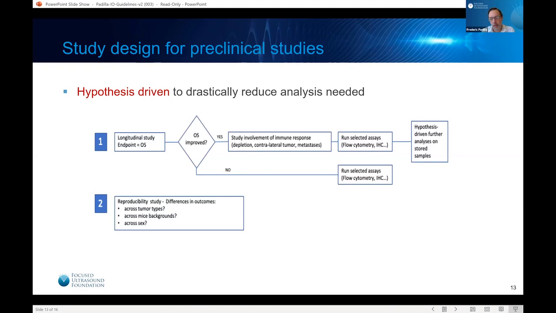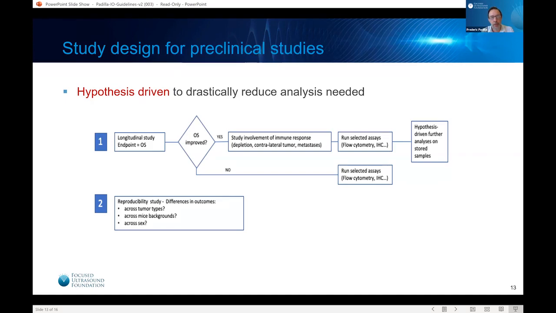And then run some complementary assays to really demonstrate the involvement of the immune response. For example, running depletion assays, which can be CD4, CD8, or using the REG1 KO model, contralateral tumor control, metastasis control, and so on. And then run selected assays. So typically, I mean, CD4, CD8, IHC, or TCR clonality, and store the samples for further hypothesis-driven assays.